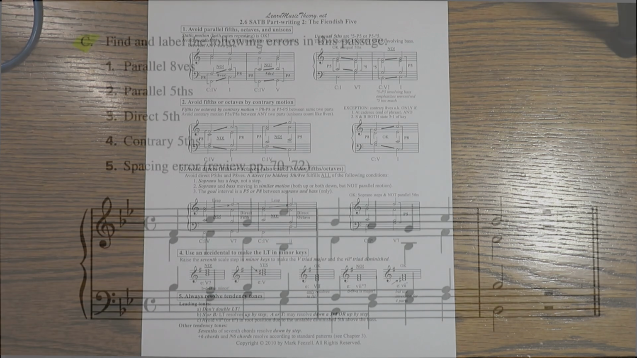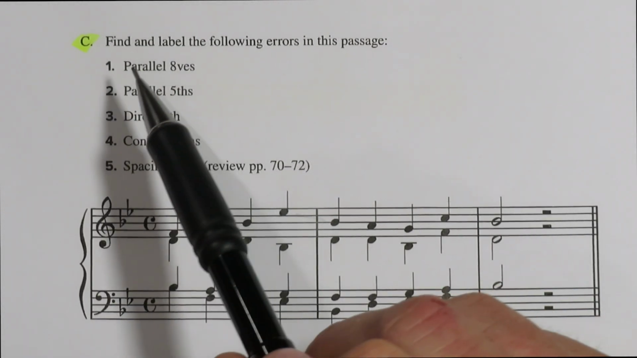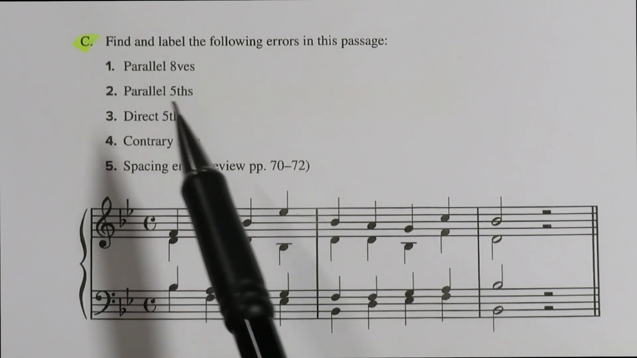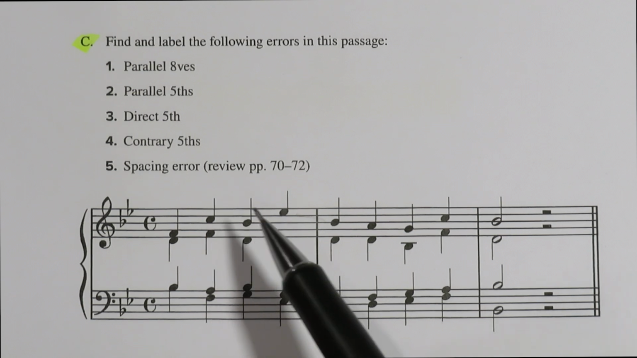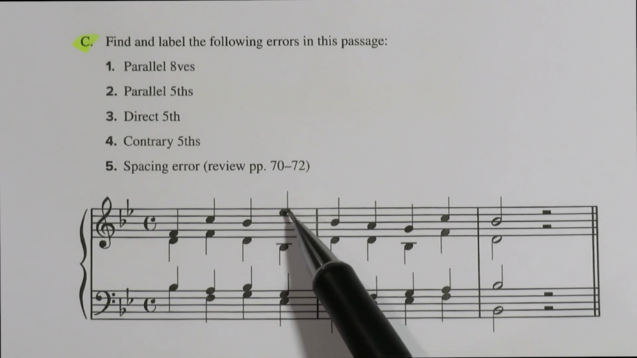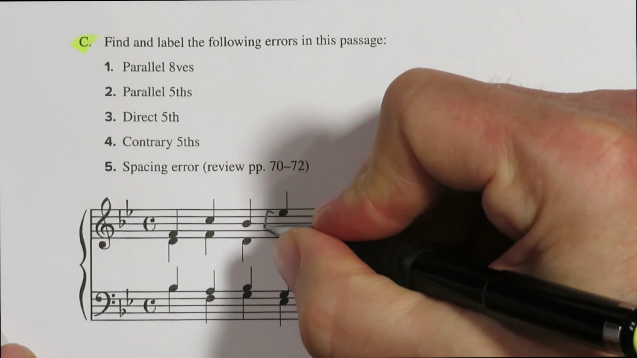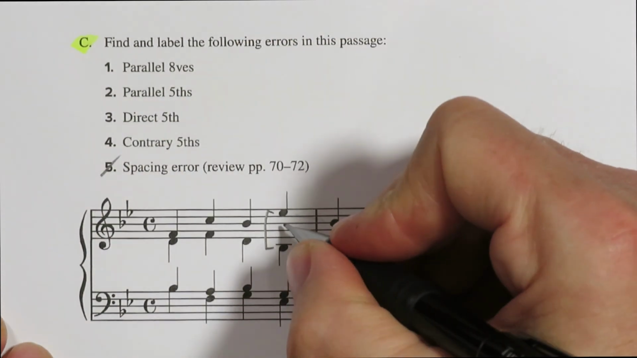Okay, so here we are in part C. Now we're to find and label the following errors in this passage. So I'm going to be doing the odd ones. I'm going to be looking for parallel octaves, a direct fifth, and a spacing error. I've already scanned this, and here right away I can see the spacing error. So that's number 5.